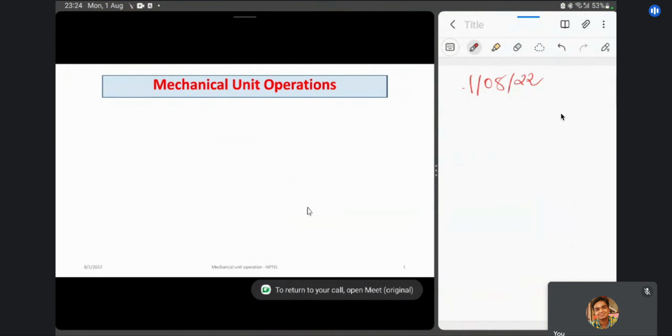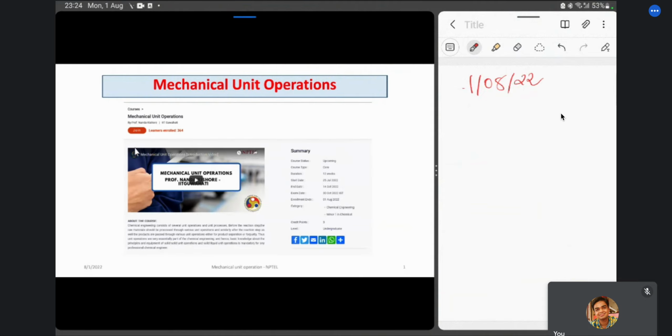as today is the first lecture, I want to start with the basics of mechanical unit operation, what perks you will get after completing this course, and how this course is relevant to the career of a chemical engineer. This is the home page of this course. The course already started on 25th of July and will end on 14th October, and the exam will be on 30 October 2022.